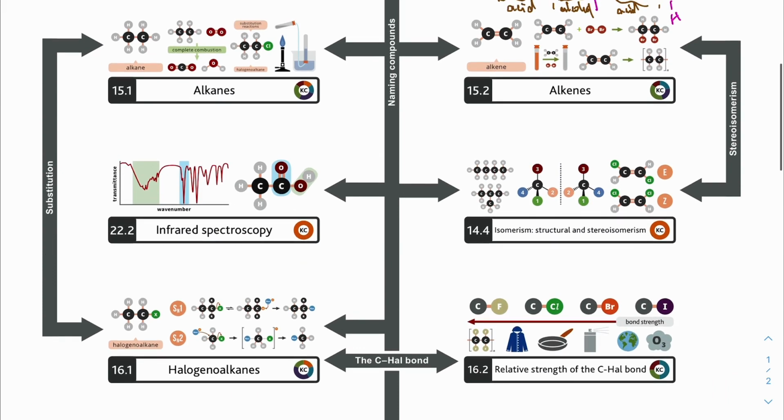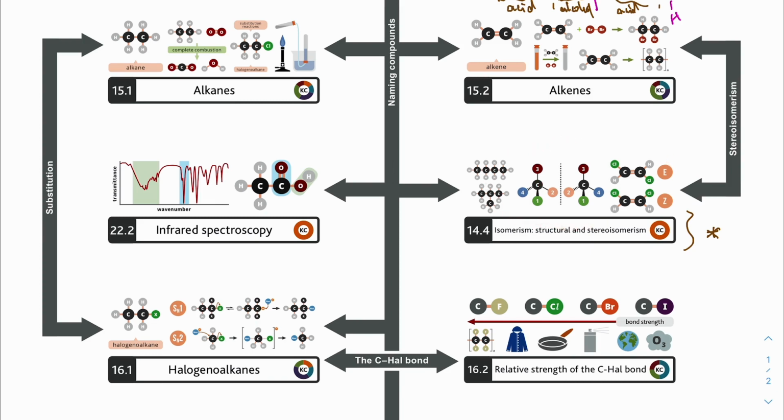So next bit is actually isomerism, structural and stereoisomerism. Even though they put it under 14.4, in my topical playlist I put it under introductory organic chemistry, together with all the naming and isomerism and stuff. There's a lot of things they can ask you.